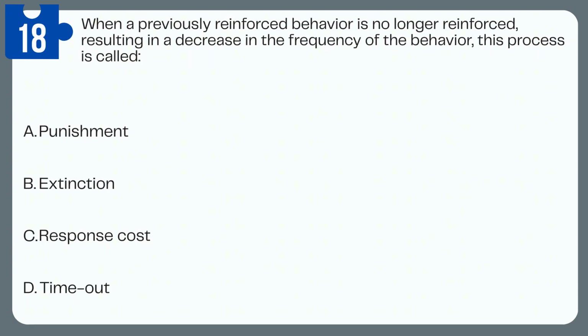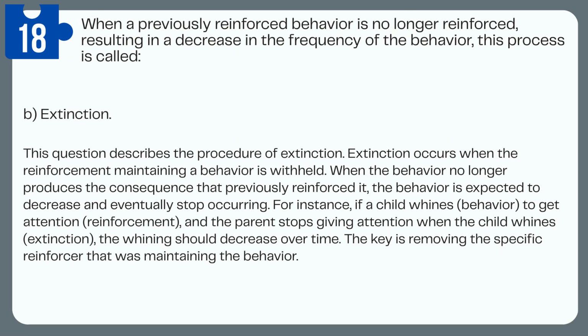Question 18. When a previously reinforced behavior is no longer reinforced, resulting in a decrease in the frequency of the behavior, this process is called A. Punishment, B. Extinction, C. Response cost, D. Timeout. Answer: B. Extinction. This question describes the procedure of extinction.